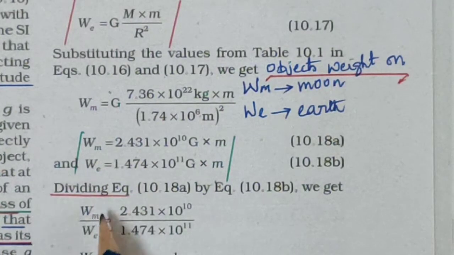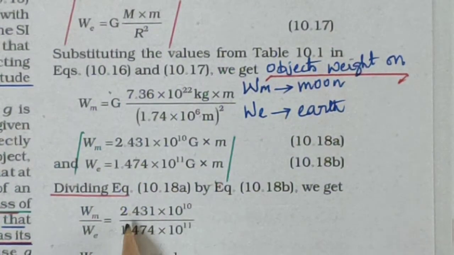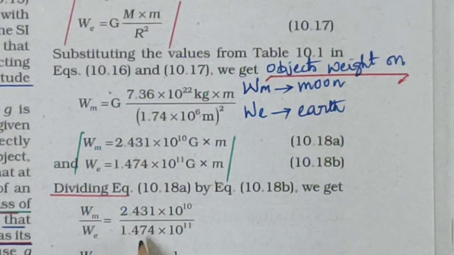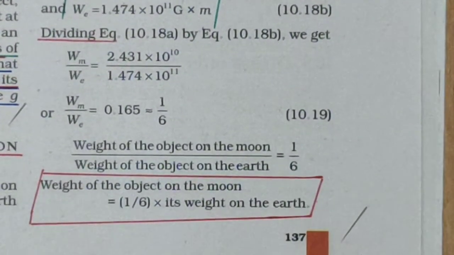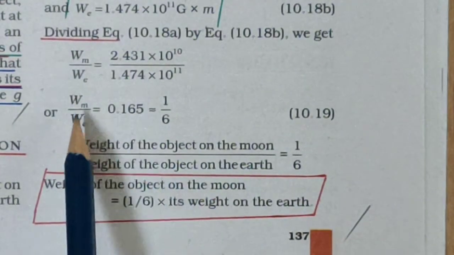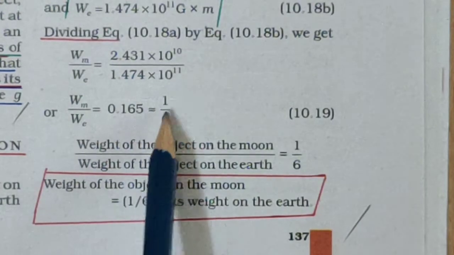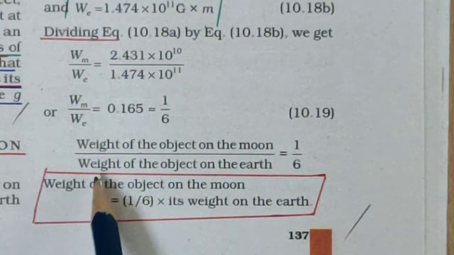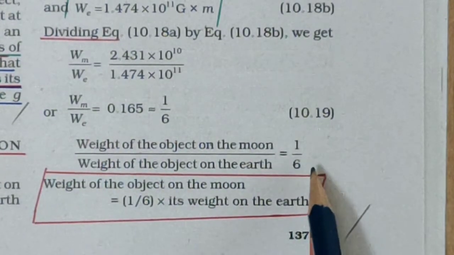this divided by this, Wm by We, the G and m get cancelled. Then 2.431 into 10 to the power of 8 divided by 1.474 into 10 to the power of 11. That has become Wm divided by We is equal to 0.165, that is equal to 1 by 6. The weight of an object on the moon, that is Wm, divided by the weight of the object on the earth, that is We, is equal to 1 by 6.